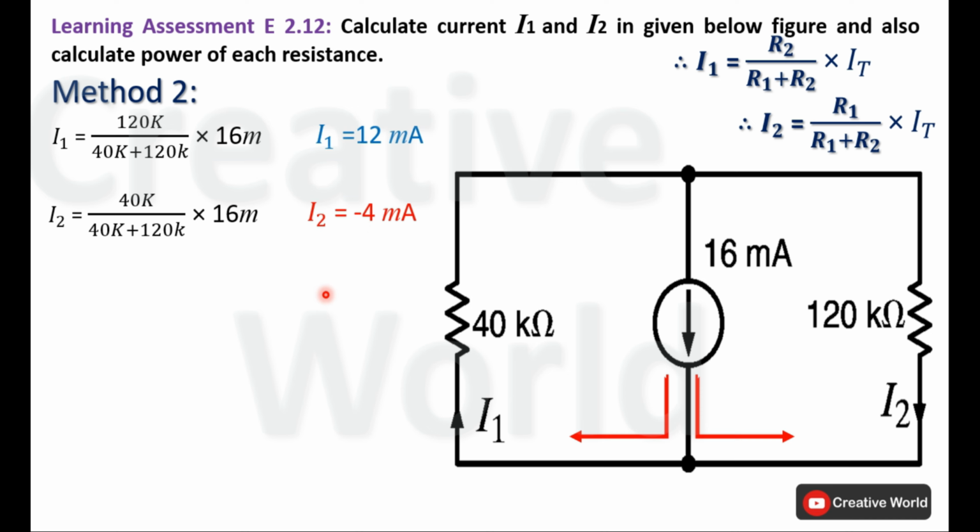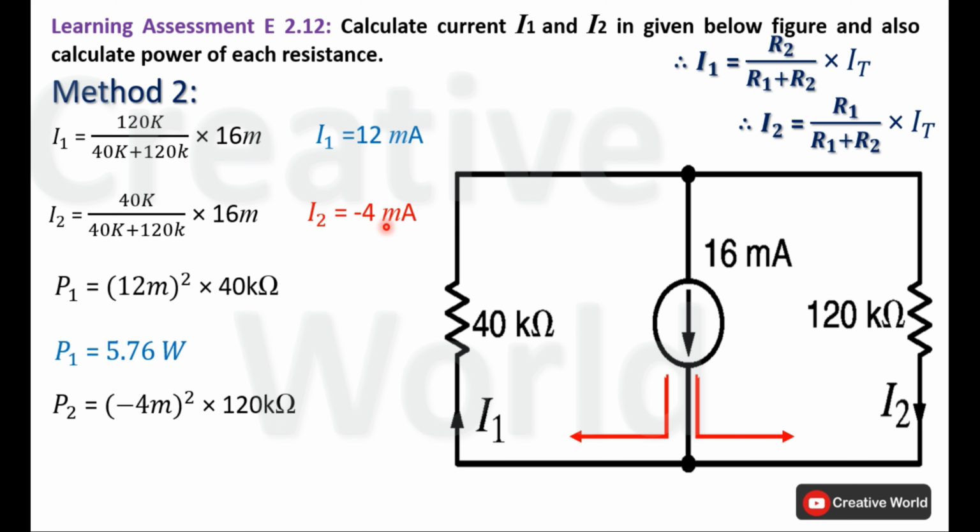Now we will calculate the powers of these two resistances. Start from the 40 kilo ohm resistance. Power of 40 kilo ohm resistance will be I1 square multiplied by 40 kilo ohm. I1 is 12 milliampere, so P1 will be 5.76 watt. Similarly, for P2, the square of I2 multiplied by 120 kilo ohm. I2 is minus 4 milliampere. Power of 120 kilo ohm will be 1.92 watt, and this power is being absorbed by the 120 kilo ohm resistance.